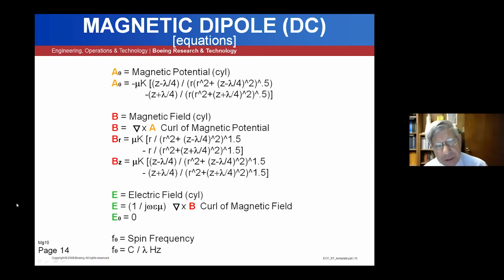And that breaks out into two fields, the radial field, which is BR, and the Z field, which is up and down. And that's measured in Webers per meter squared, and that rolls off at 1 over R squared. And because it's steady state, the E field, which is the curl of the magnetic, is 0.